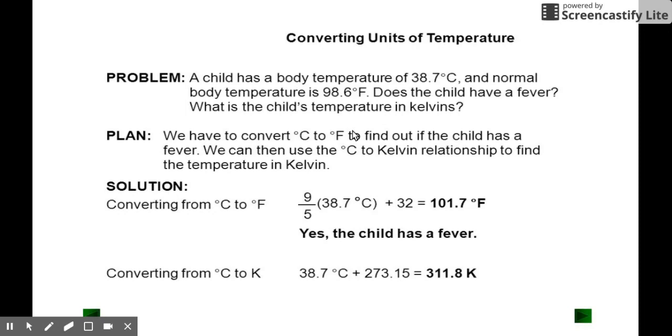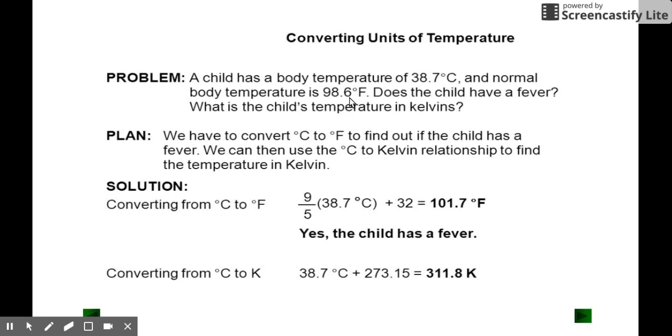If we have to know whether the child has fever, we have to have the same unit so we can accurately compare them. In the case of this problem, it can either be converting your Celsius to Fahrenheit, or your Fahrenheit to Celsius, whichever it is, it's correct. In this case, we just converted our Celsius to Fahrenheit so that we compare it to the normal body temperature. If it exceeds the 98.6, that means the child could have fever.